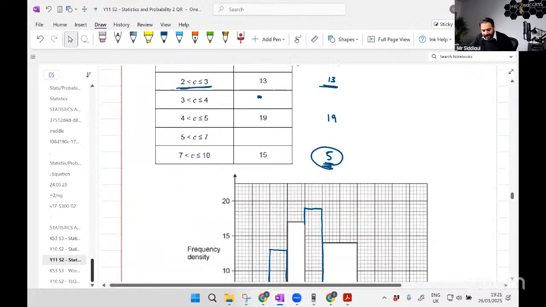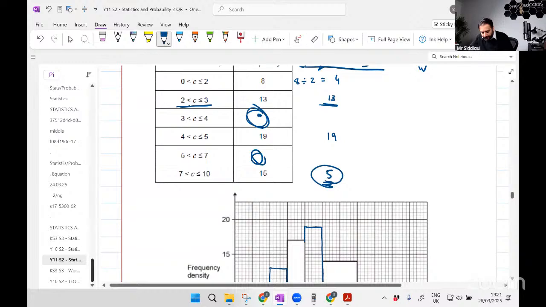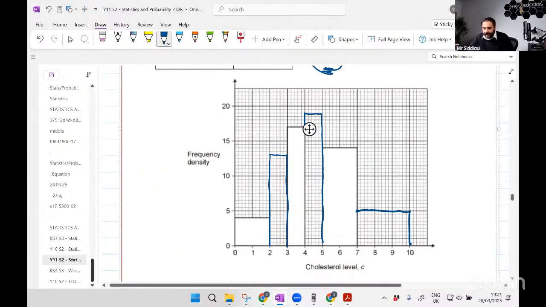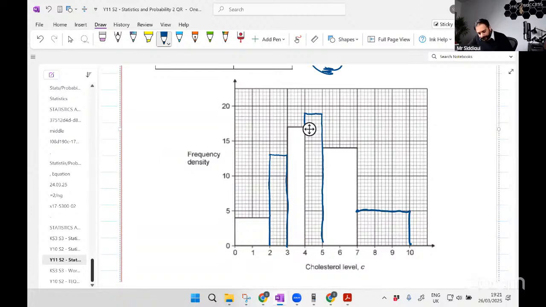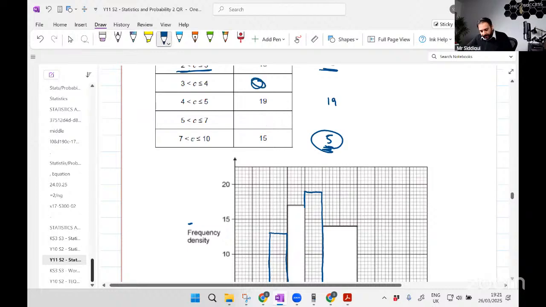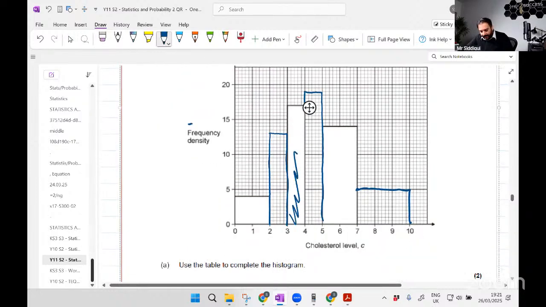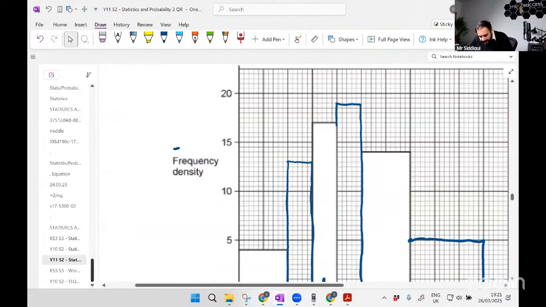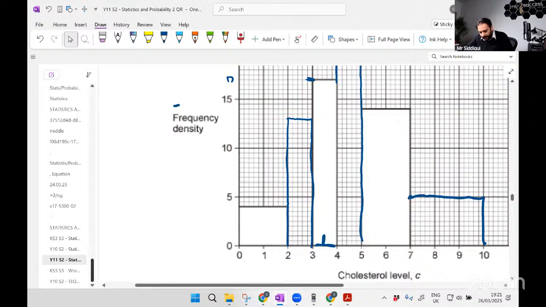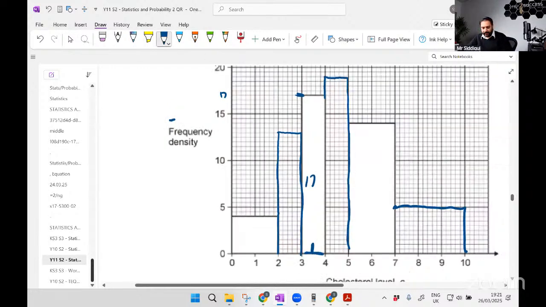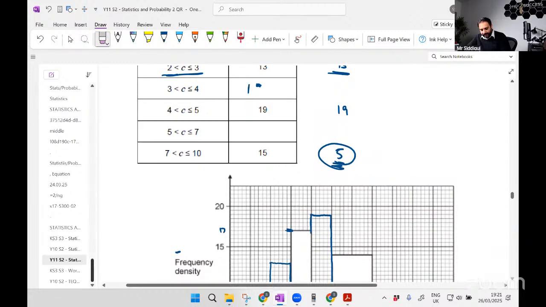So we're still not filled in the table yet. We've got these two gaps to fill in. For the 3 to 4 bar, when you have a histogram already drawn for you, the area of the bar represents the frequency. So if I need to know what frequency is between 3 and 4, I need to know the area of this rectangle. It goes across 1 and up to 17, I think. So it's 17 times 1, which is 17. That is the frequency of the people in that bar. So that is 17 in here.